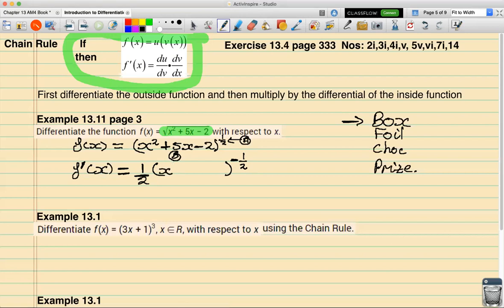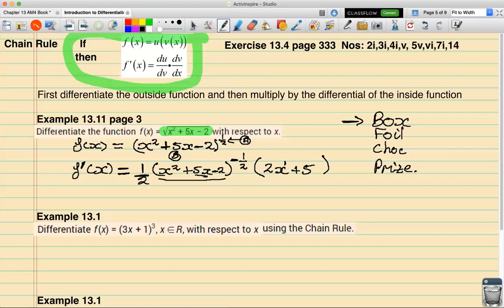This is still now x squared plus 5x minus 2. Now what you do, and this is very important you learn it, you multiply by the differential of what was inside, looking at the priority B bit. You multiply by the differential of what was inside. So multiply by the power, put the power down one. A 5x just becomes plus 5, and the minus 2 becomes 0. And that's the answer.